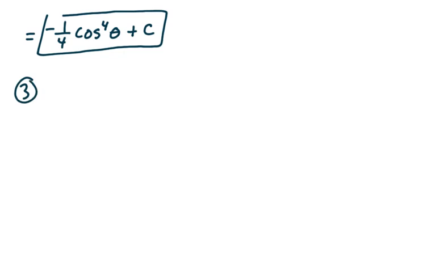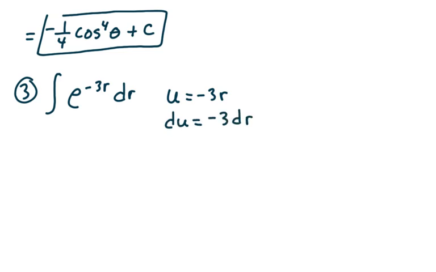Let's take a look at problem 3. Suppose we have the integral of e to the negative 3r dr. Now, here, I'm going to let u equal negative 3r. du is negative 3 dr. Solving for dr, dividing both sides by negative 3, I get negative 1/3 du, or negative du over 3. They're both okay.